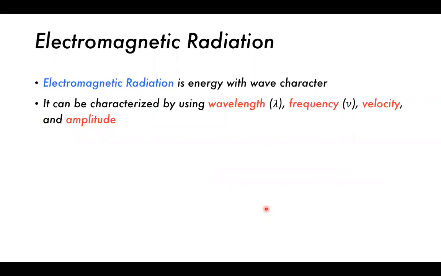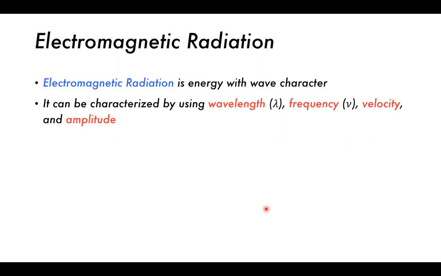So electromagnetic radiation is what we will mostly be using. Electromagnetic radiation covers a broad range of different wavelengths, including visible, ultraviolet, infrared, radio waves, microwaves, and so on. So this is energy with a wave-like character, and it can be characterized using several different terms, one of which is wavelength, often given the Greek letter lambda. And this is a length, so you'll often see it expressed in angstroms or nanometers or meters or centimeters.